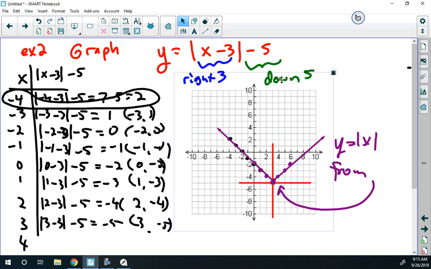Are you picking up what I'm putting down here? Is it making a little bit of sense? You think you could graph one of these on Friday's quiz? You're going to have to. No graphing calculator. No graphing calculator.